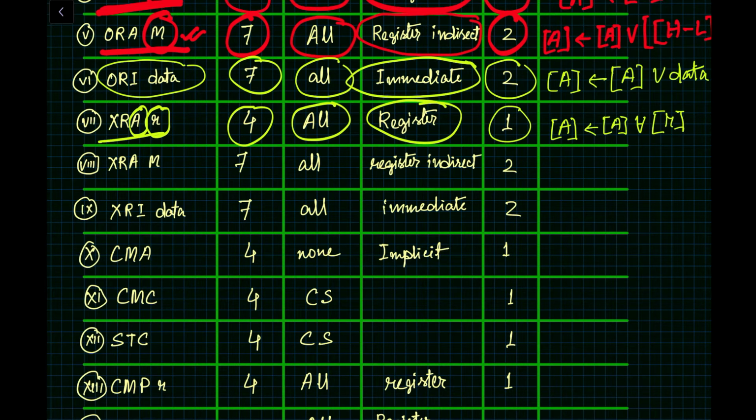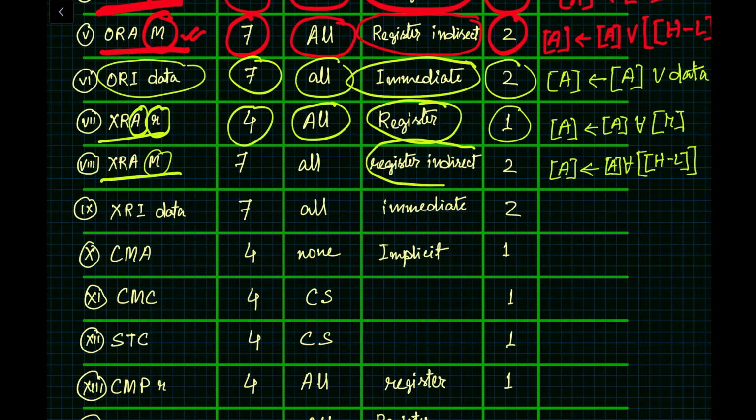Now we have the 8th instruction, that is XRA M. So we have to do the XOR operation between the content of the accumulator and the content of the given memory address. Here this memory address will be held in the HL pair. So we can write like this, HL pair. This HL pair content means this is the given memory address. Whatever be the content in that memory address will be represented by the square brackets. That will be XORed with the content of the accumulator, and the result will be stored in the accumulator. So this is the operation.